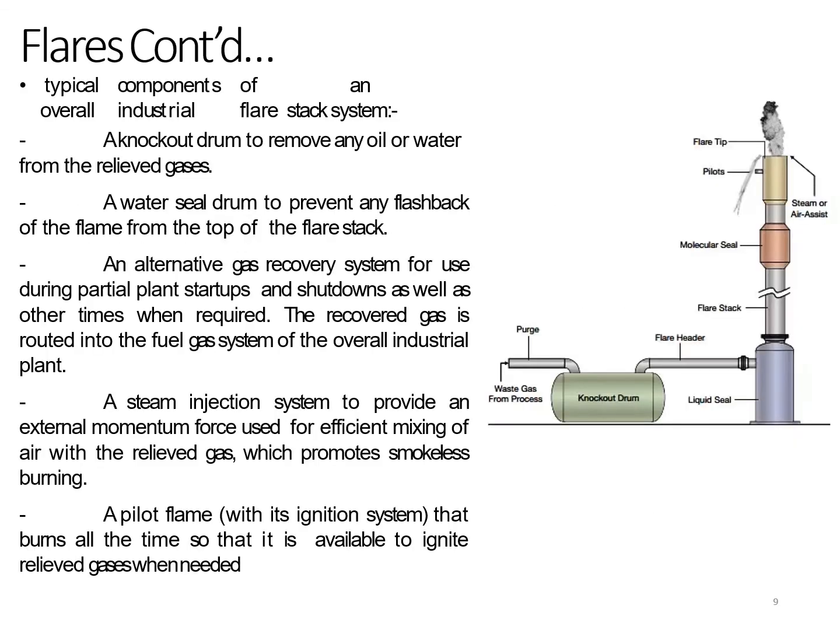The typical components of an overall industrial flare stack system: in the figure, you can see a knockout drum. This is used to remove any oil or water from the relieved gas. So this is acting as a separator. A water seal drum, or liquid seal, is used to prevent any flashback of the flame from the top of the flare stack.